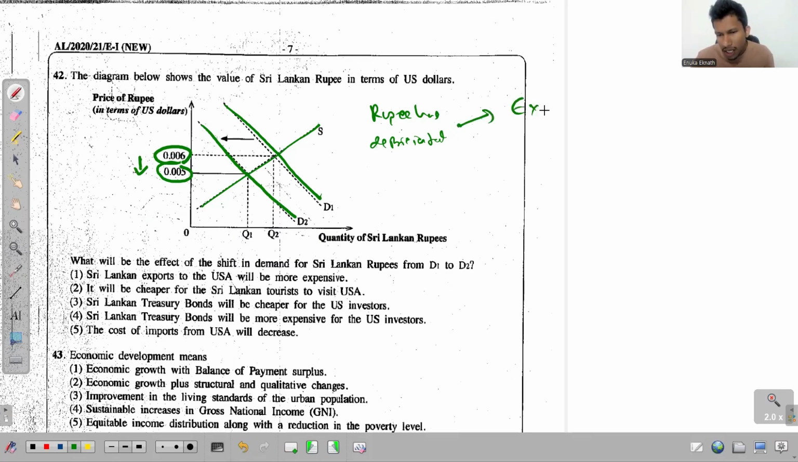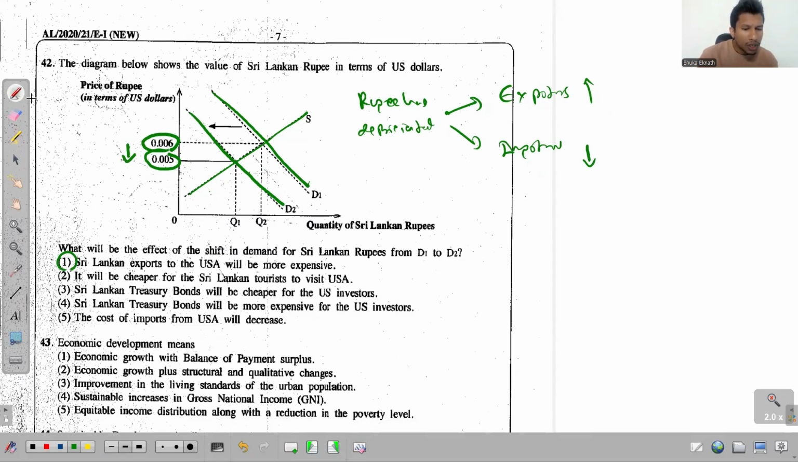Rupee has depreciated. So normally, in general terms, when the rupee is depreciated, what happens? It will be beneficial for the exporters, right? So that they will be encouraged. But on the other side, importers will be discouraged. Exporters get encouraged and importers will be discouraged. Okay, that's in general. And then it says, what will be the effect of this shift? Okay, the first one is Sri Lankan exports to the USA will be more expensive.